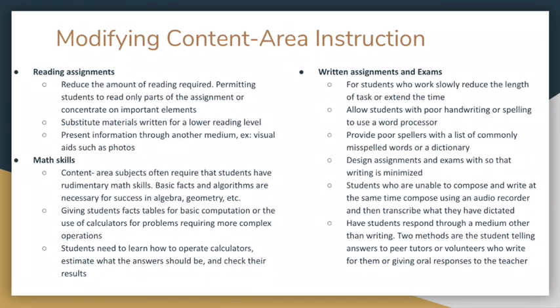For students who are unable to compose and write at the same time, compose using an audio recorder and then transcribe what they have dictated. And finally, have students respond through a medium other than writing. Two methods are the student telling answers to peer tutors or volunteers who write for them, or giving oral responses to the teacher.